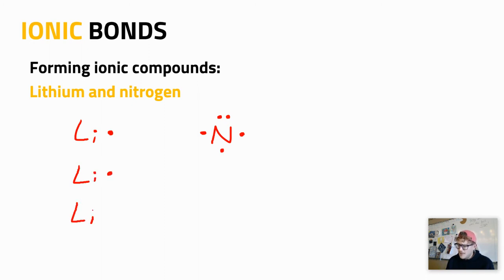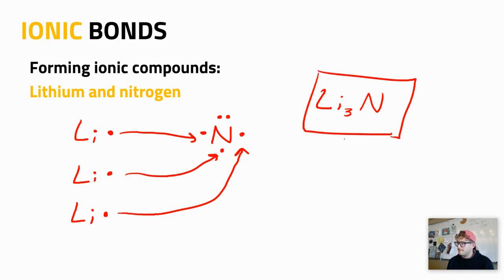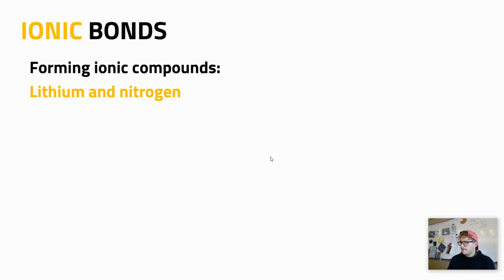Because remember, each lithium can donate 1 valence electron. So this one can donate 1 there, this one can donate 1 there, and this one can donate 1 there. So how many lithium did I need to make nitrogen happy? 3. So it'd be Li3. Oops, that looks like a weird 3. Li3N. Just like that. Li3N. All right, fair enough. Let's do this one.